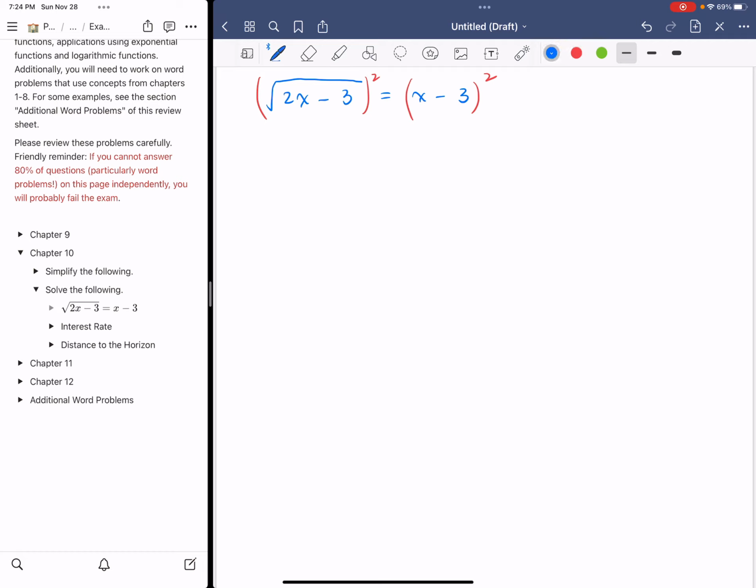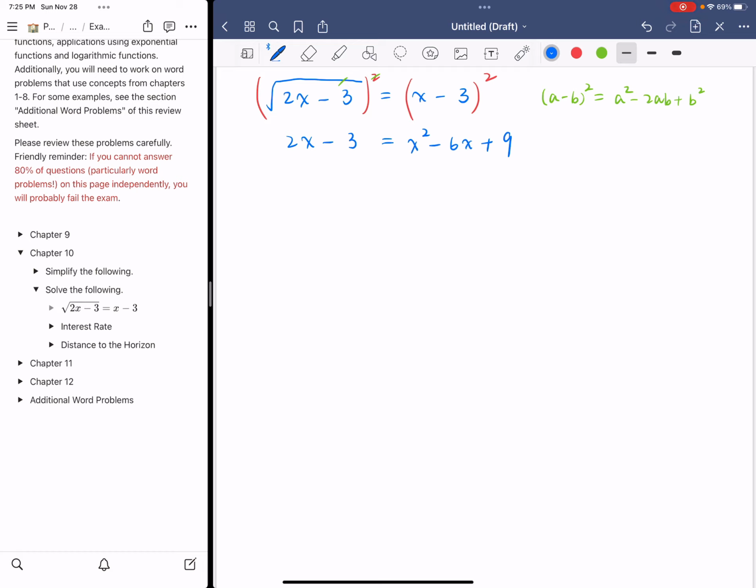On the left-hand side, the square root and the square cancel each other out. So we have 2x minus 3. On the right-hand side, it's simply x minus 3 times x minus 3. So I'm going to apply the formula, which is (a minus b) squared equals a squared minus 2ab plus b squared to quickly find out the answer. But of course, you could use the FOIL or the area model to calculate what that is. So if I apply the formula, it's going to be x squared minus 6x plus 9. And now we have a quadratic equation.